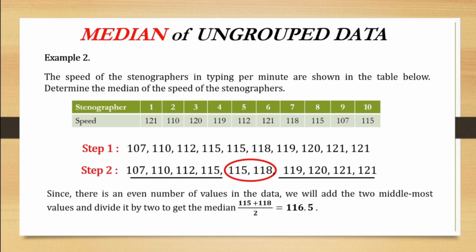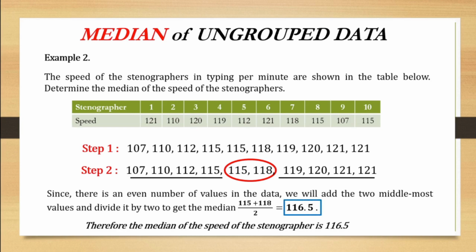So since the two middlemost numbers are 115 and 118, what we are going to do is add 115 plus 118 divided by 2, and that is equal to 116.5. Therefore, the median of the speed of the stenographers is 116.5.